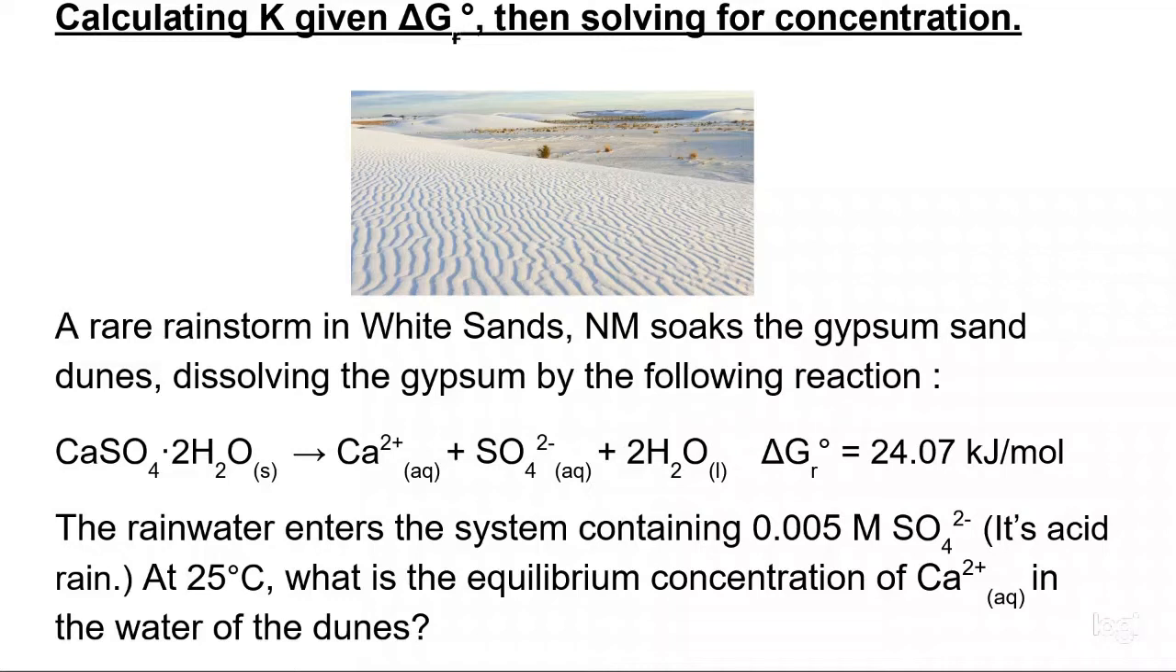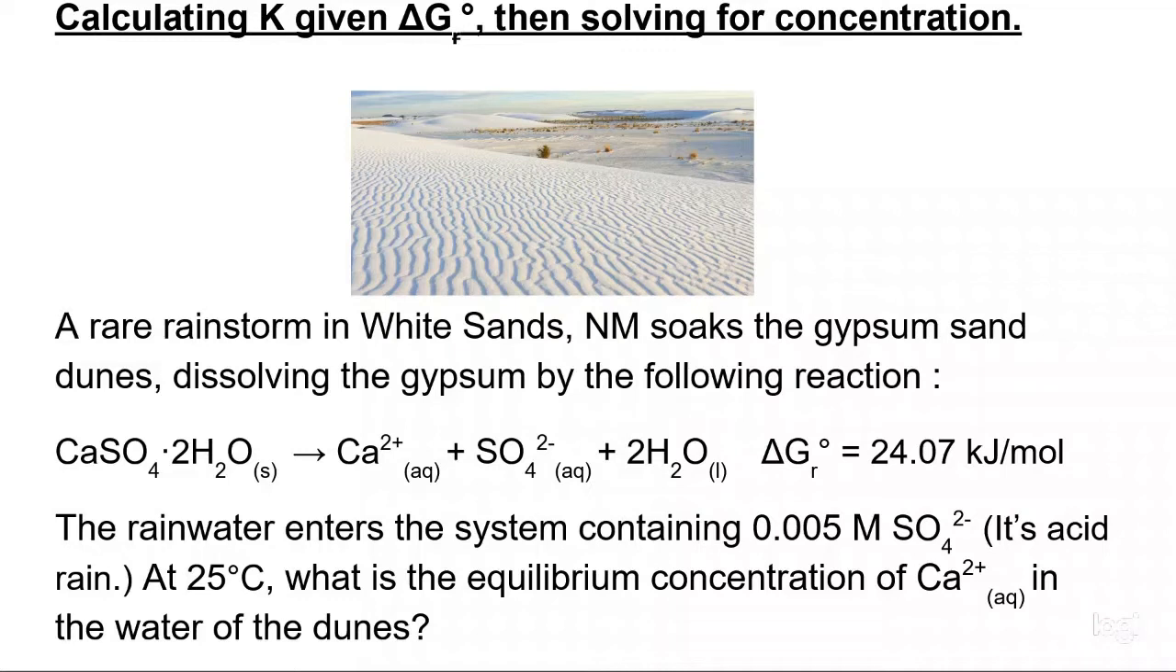A rare rainstorm in White Sands, New Mexico soaks the gypsum sand dunes. These are beautiful white gypsum sand dunes, dissolving the gypsum in the following reaction. Gypsum, calcium sulfate times 2 waters, yields calcium in solution plus sulfate in solution plus 2 H2Os, with a standard Gibbs free energy of reaction of 24.07 kilojoules per mole.